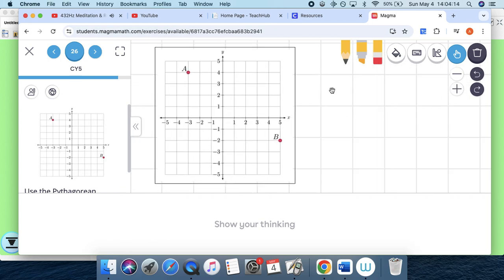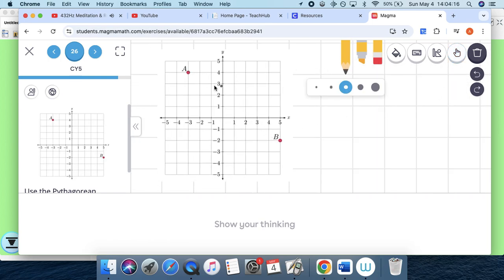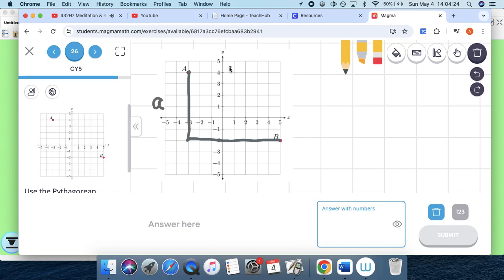Again, they are asking us to use the Pythagorean theorem for this. Not a big issue. So we want the distance from A to B. So let's draw the triangle. And we draw it like this. Okay, so let's call this A. And again, look at your scales. It's very important. Right, so this is going by ones. So we're going to count by ones. 1, 2, 3, 4, 5, 6. So that's 6. Here, 1, 2, 3, 4, 5, 6, 7, 8, and this is 8. And then this is what we want to find, our hypotenuse.